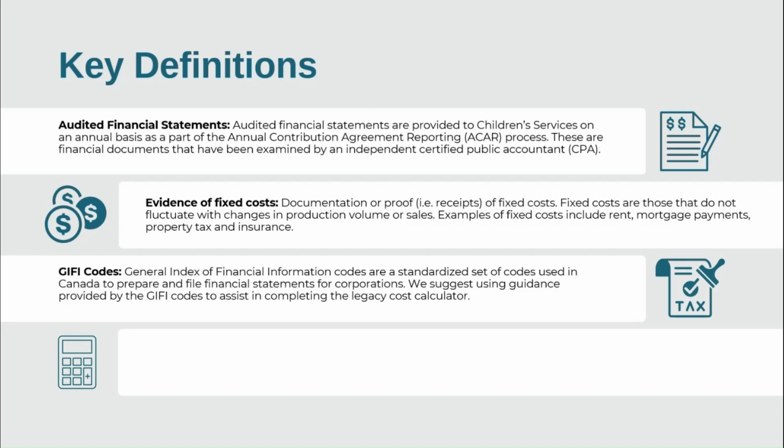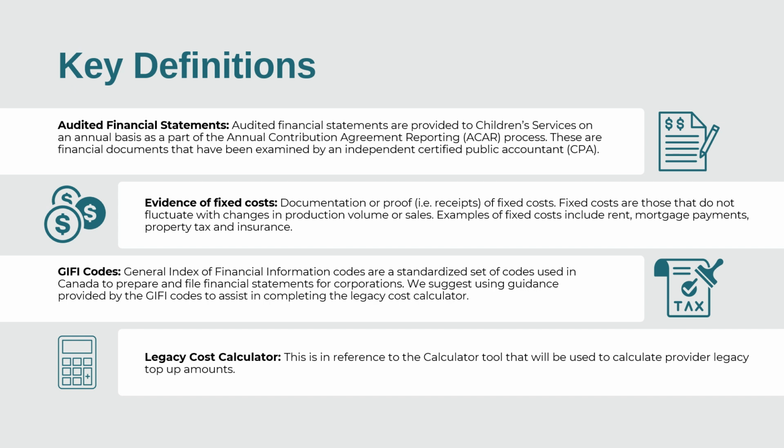GIFI codes. General Index of Financial Information Codes are a standardized set of codes used in Canada to prepare and file financial statements for corporations. We suggest using guidance provided by the GIFI codes to assist in completing the Legacy Cost Calculator. Legacy Cost Calculator. This is in reference to the calculator tool that will be used to calculate provider legacy top-up amounts.